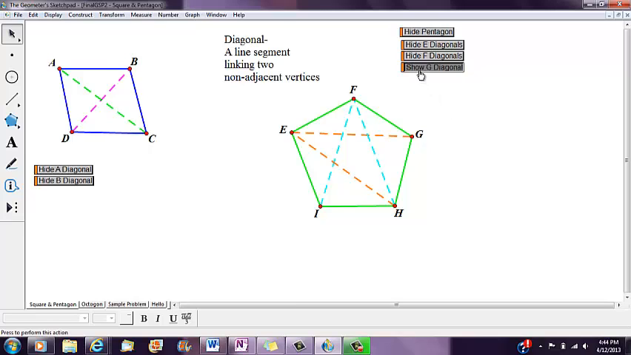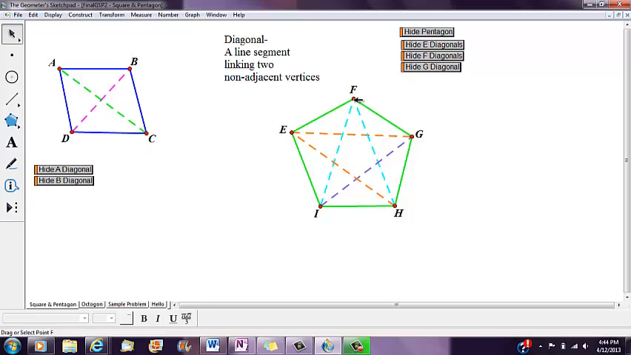And for point G, it goes from G to I, but the diagonal also goes from G to E. I would have students follow along with me as I'm doing this in front of the class, and then for a later assignment, I would have them try and figure out the number of diagonals on their own.